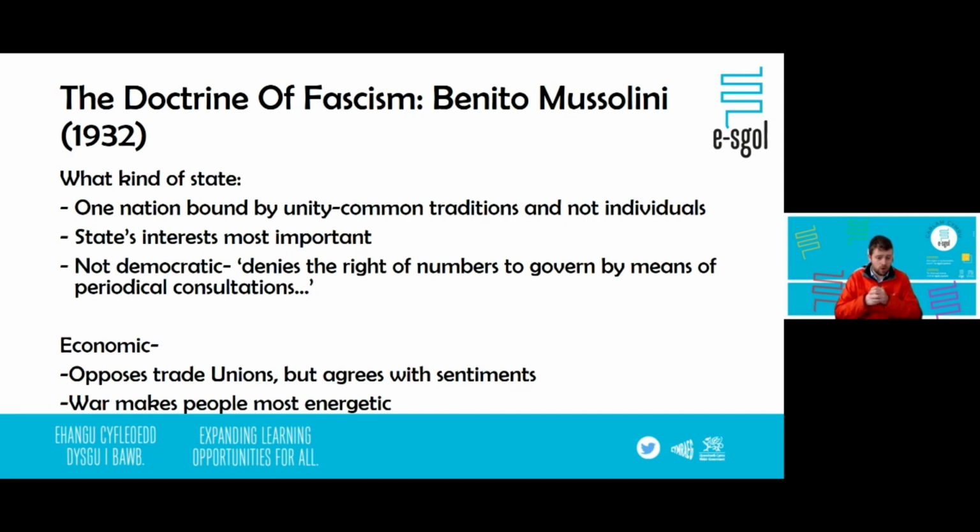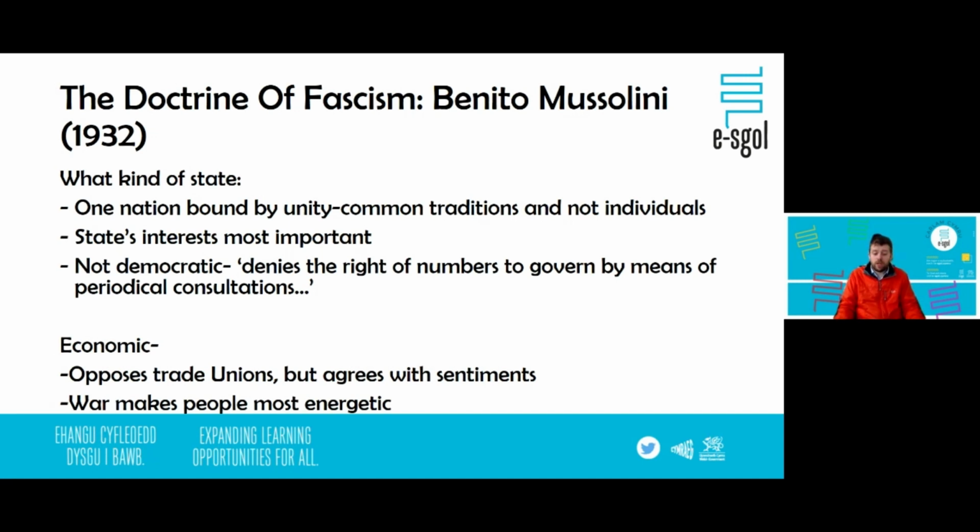He makes this quote, right? "Democracy denies the right of numbers to govern by means of periodical consultations." And if you take that out of context, it's got a good point. Surely we need elections every 5 years, every 1 year, in order to have fewer periodical consultations than the 5 years we have. But what he actually means is take away the consultations altogether.